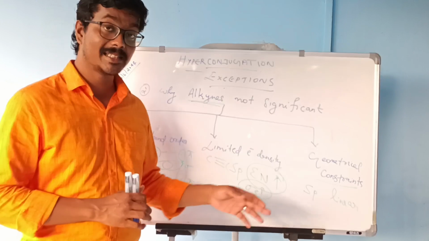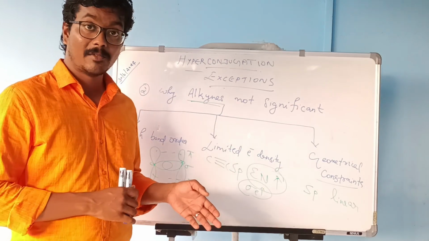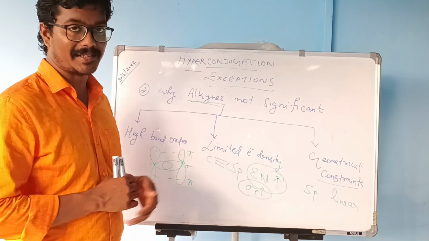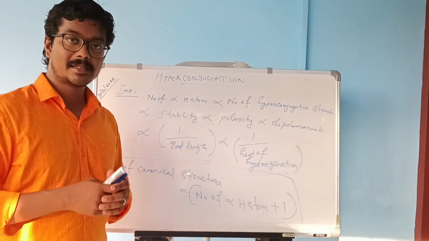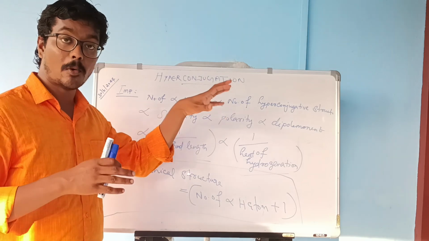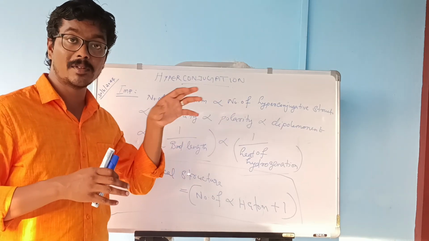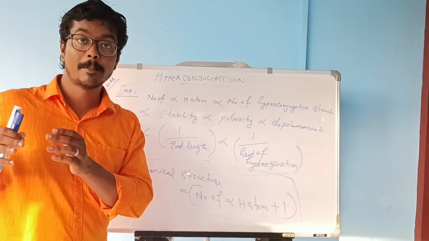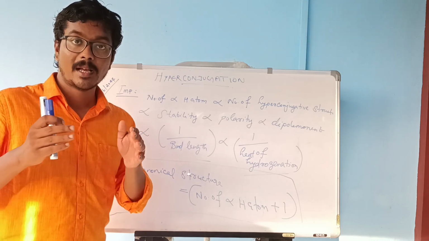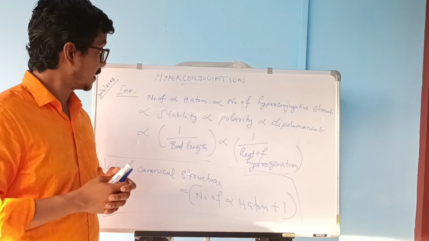But when we consider alkenes, which are more flexible than alkynes, we just brief the concept. Hyperconjugation is the delocalization of sigma electrons into an adjacent p orbital to form a sigma-pi bonding. And this is called hyperconjugation.